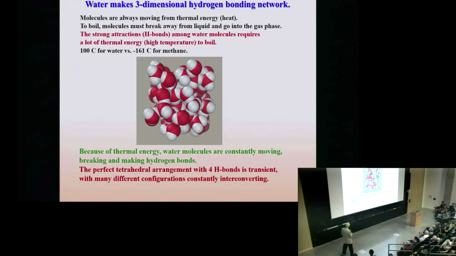Okay, so this thermal energy causes these water molecules to constantly be moving. They're breaking and making hydrogen bonds. So this is not a static structure. And the fact that, one, you have strong attractions which hold the water molecules together, but they're not so strong that at normal temperatures like room temperature, these hydrogen bonds can't be broken and the water molecules can't rearrange. This is what makes water capable of doing all of the things it does, from geology to biology.